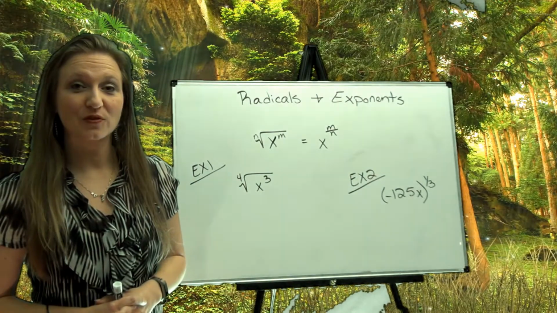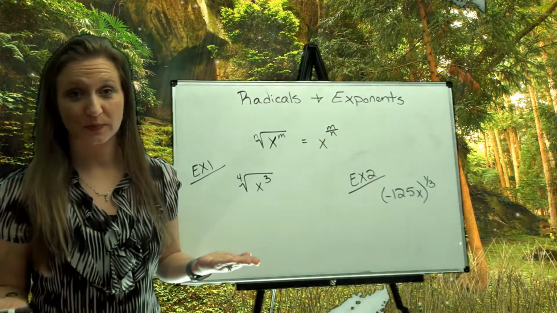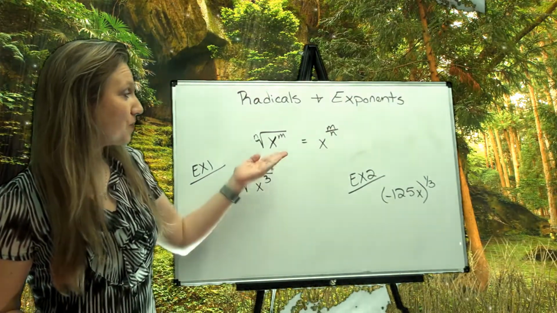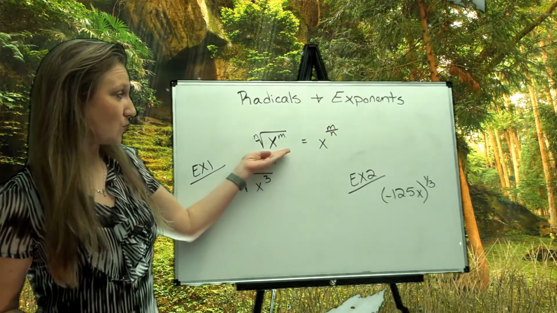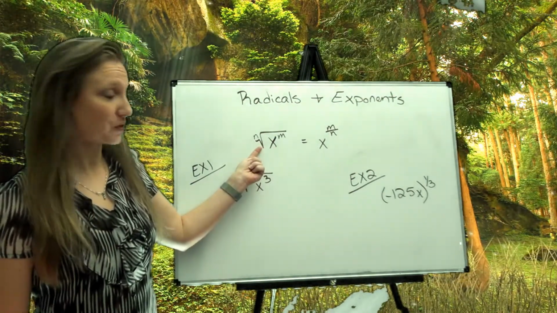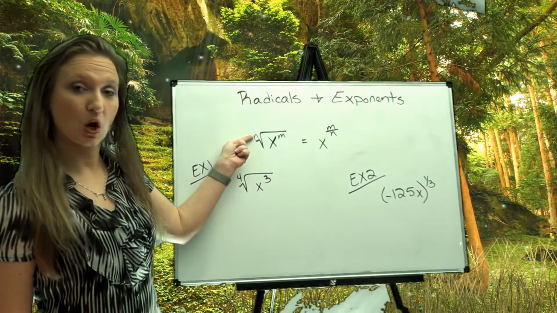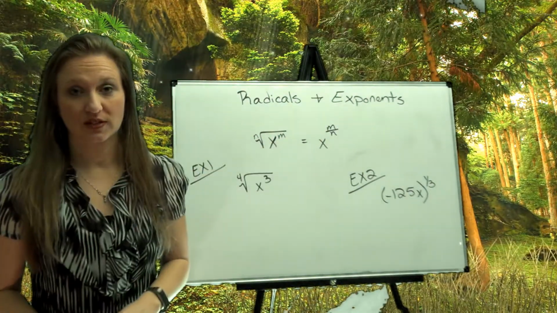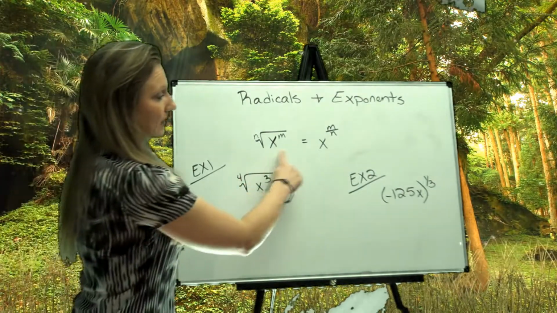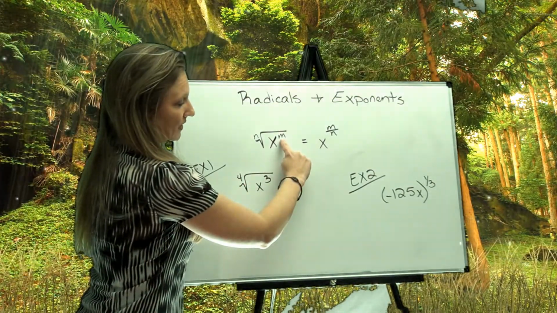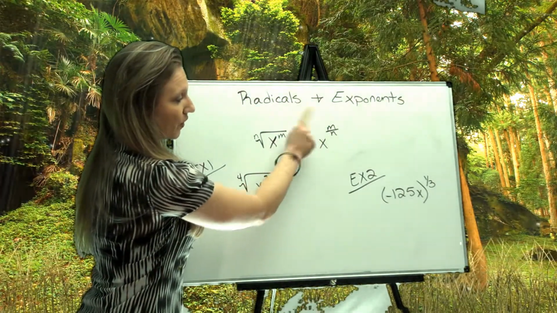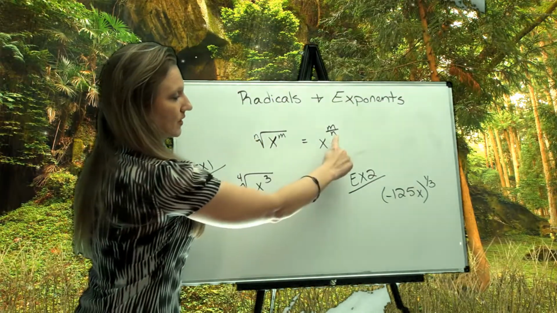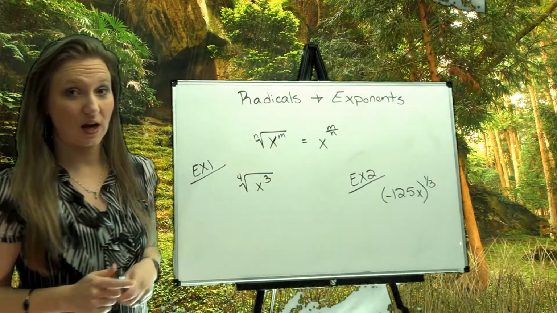Today we're going to talk about how to convert between radical form and exponential form. So the main format is, this is radical format. You can see the radical, and this works for any root. N is going to be our root, and n is going to be the exponent. When we convert to exponential form, notice whatever the exponent is goes to the top of the fraction, and whatever the root is goes to the denominator.